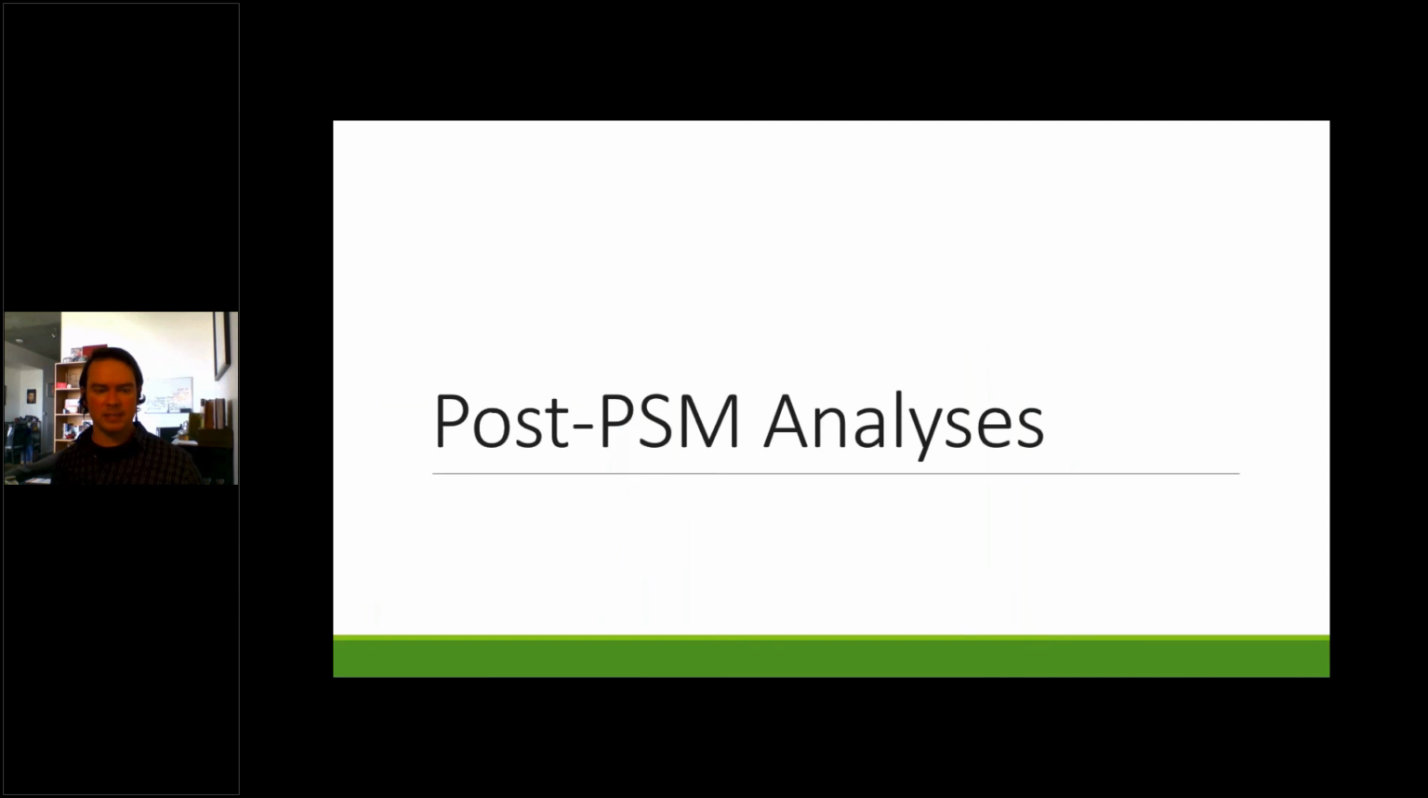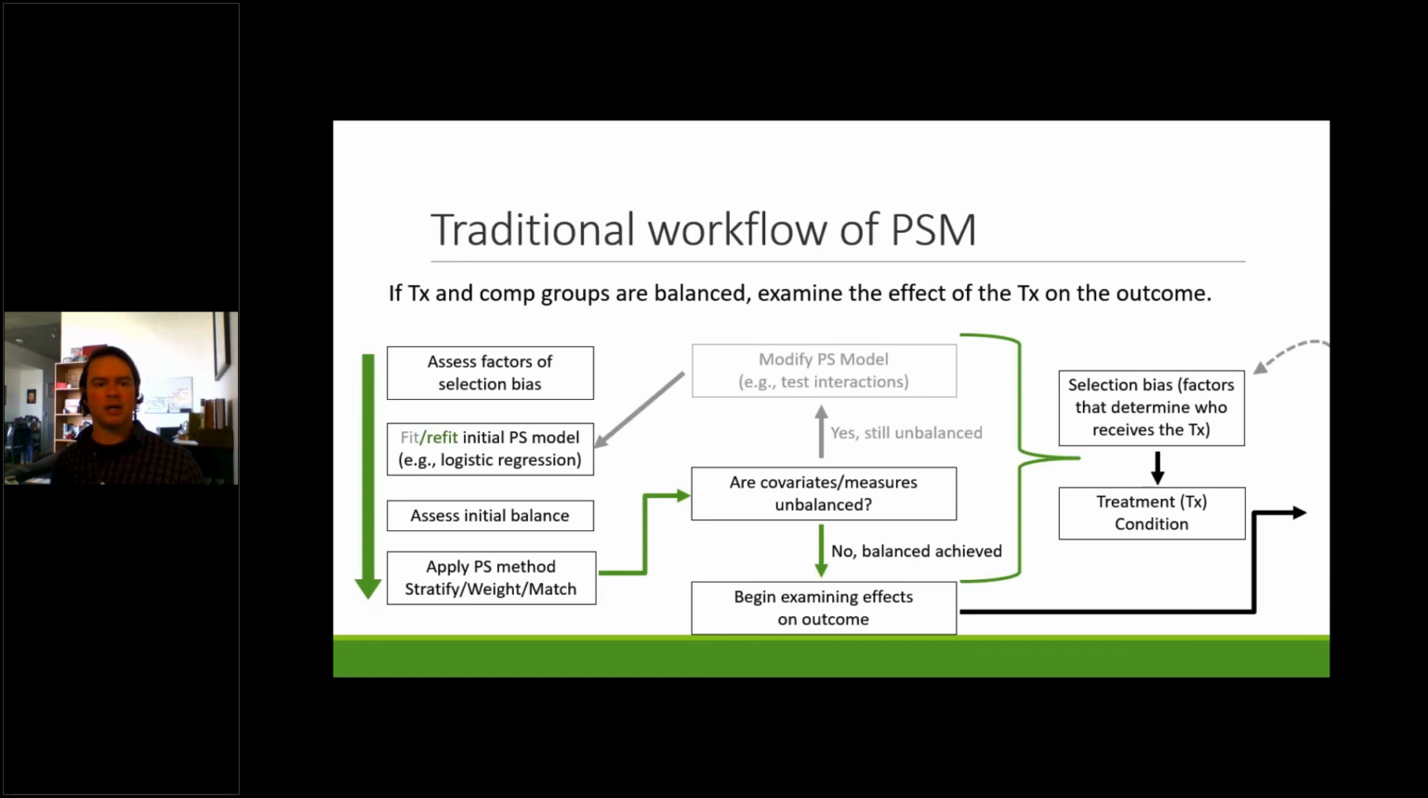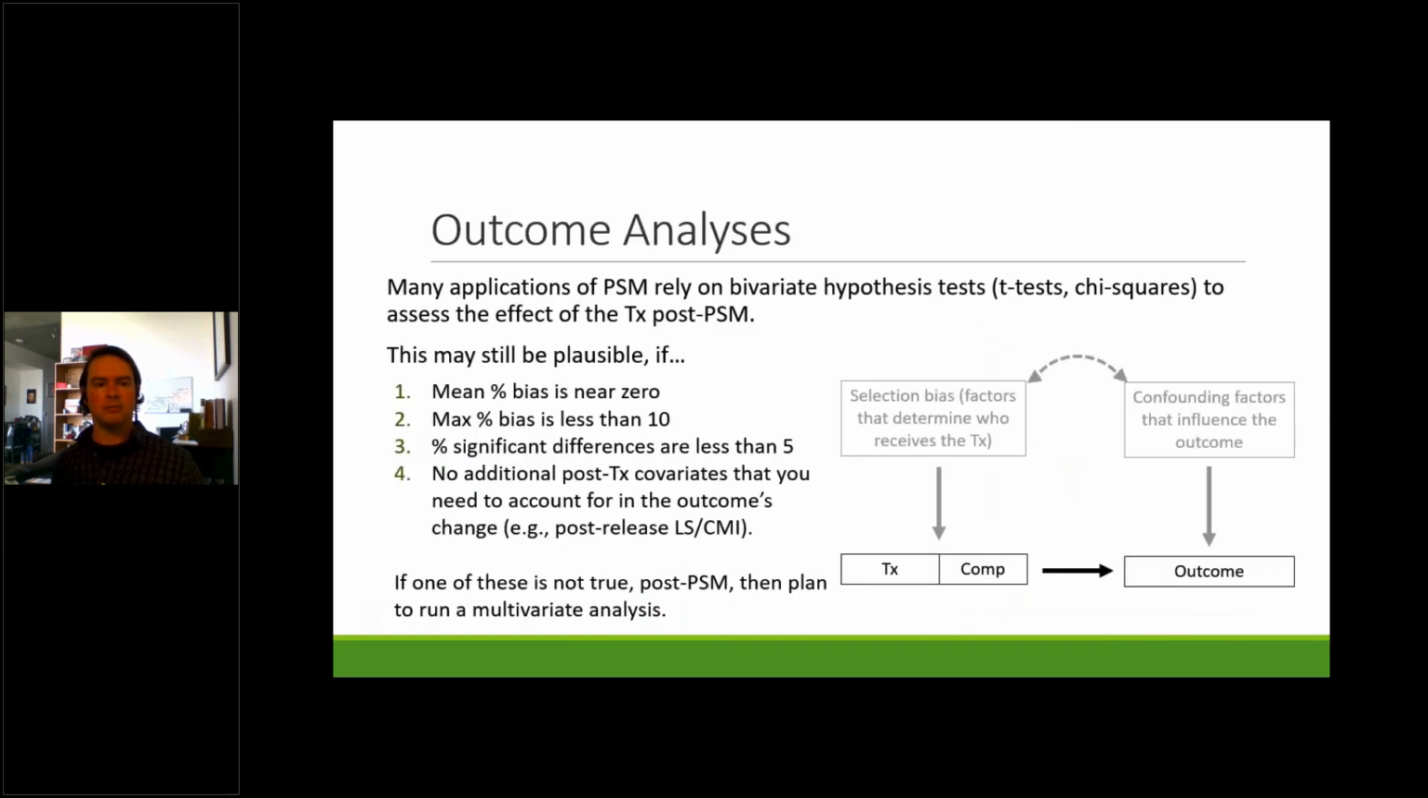So this brings us to post-PSM analyses. So this is the outcome, and then, of course, sensitivity analysis. If your treatment and comparison groups are balanced, you can examine the effect of the treatment on the outcome in the traditional sense. We often rely on bivariate hypothesis tests. So you'll often see, especially in the earlier days of PSM, in the early 2000s, t-tests and chi-squares or ANOVAs used after PSM is applied. And this is fine. It is plausible that this will give you an accurate treatment effect.